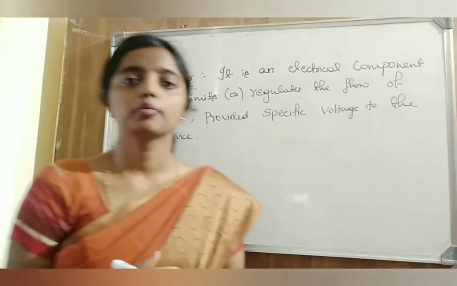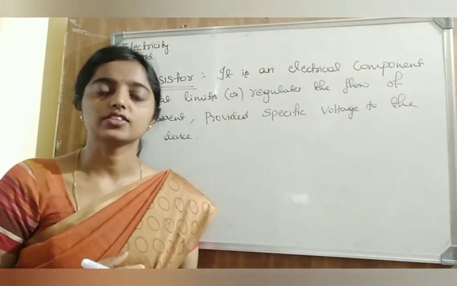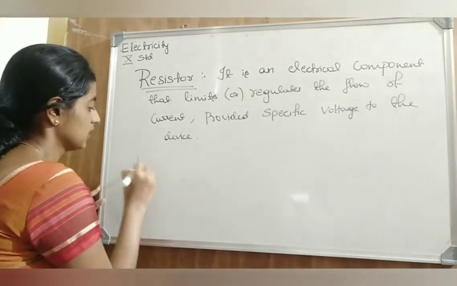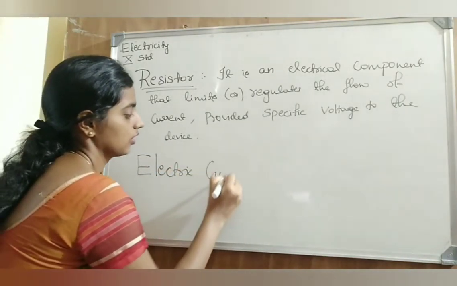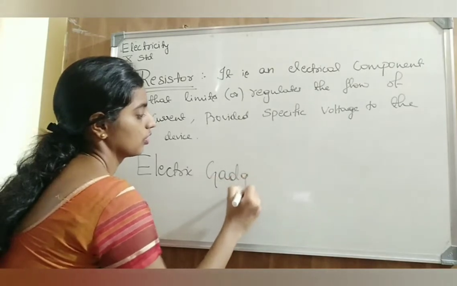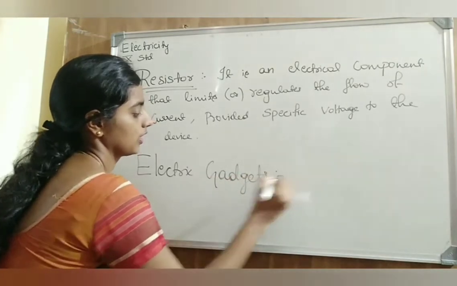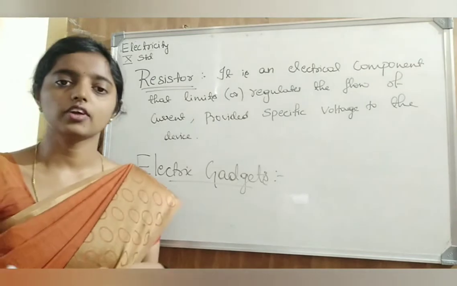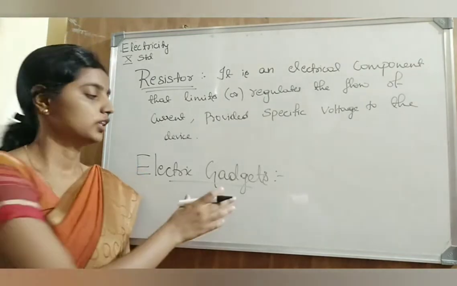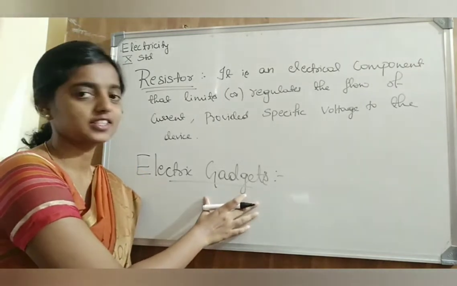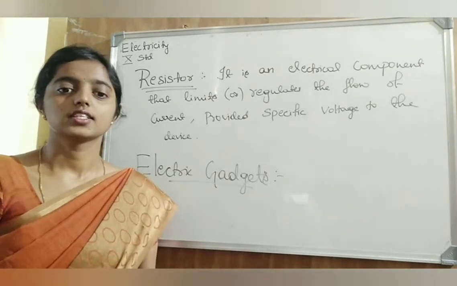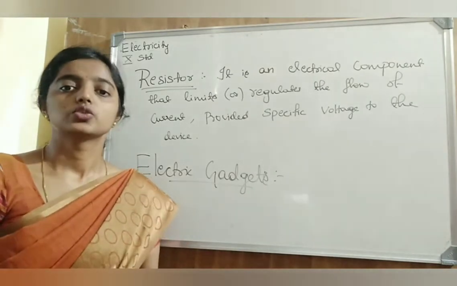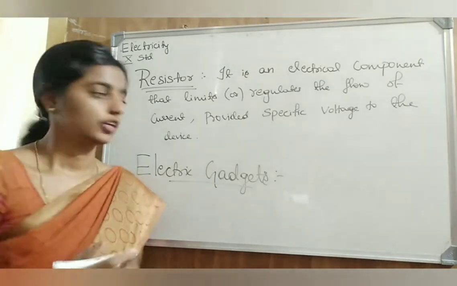Now we are familiar with electric gadgets, right? What are they? In day-to-day life, we are using many of them. In the modern world, without electric gadgets, there would be no world. So an electric gadget is nothing but an appliance which works based on electronic technology.